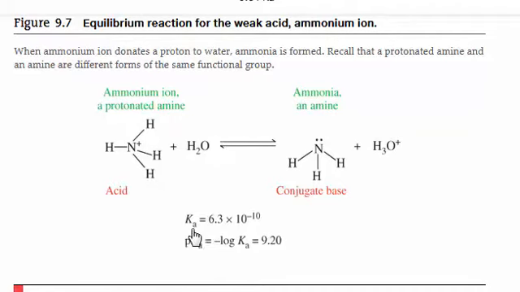Ammonium has a Ka of 6.3 times 10 to the minus 10, a pKa of 9.20. Since its pKa value is larger than that of acetic acid, it is a weaker acid than acetic acid.